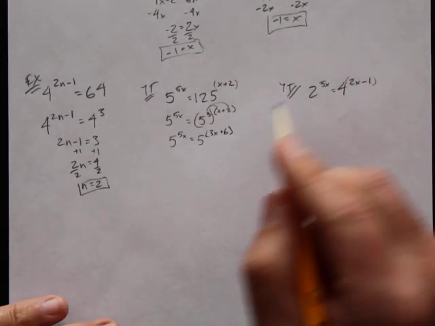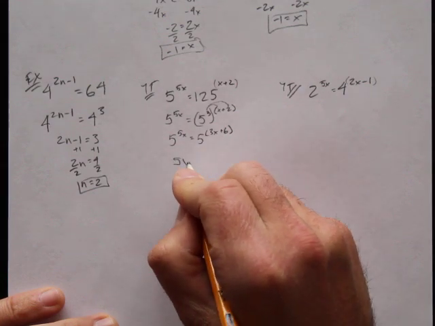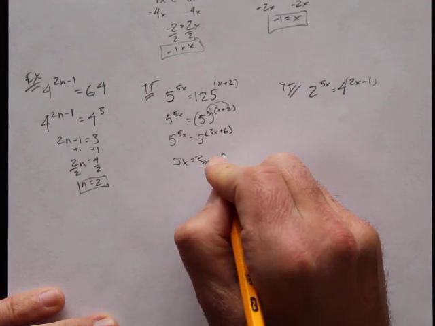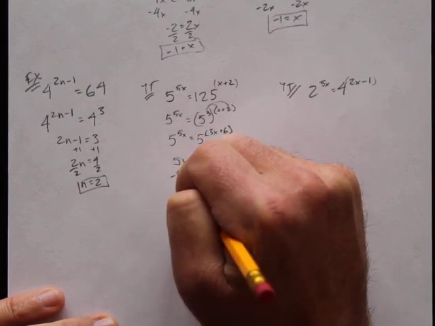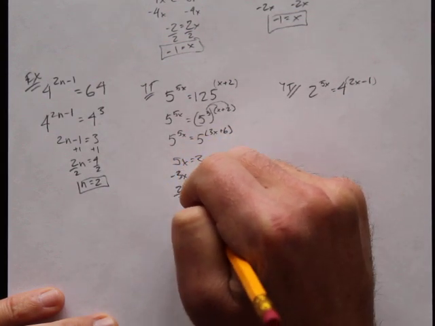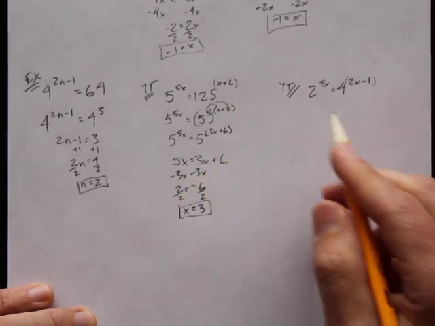Now, I can ignore the 5 in the base and just say 5x equals 3x plus 6. Subtract 3x from both sides. 2x equals 6. Divide by 2. x equals 3. Let's do this one.